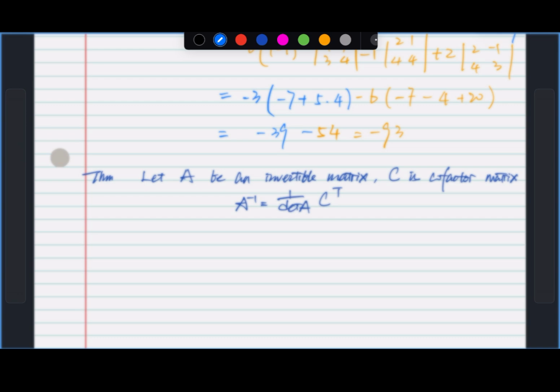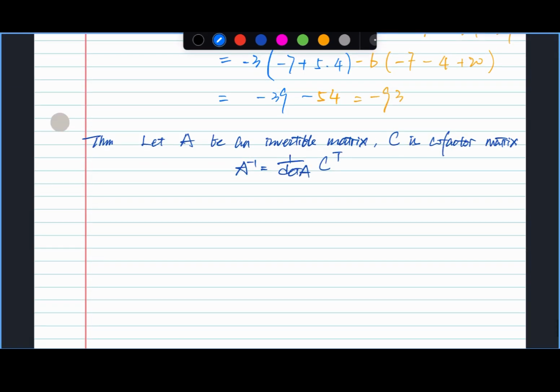Okay, so let's do an example. For a 2 by 2 matrix, if A is 1, 3, 2, 8, we can calculate the determinant of A equals 2, because that's 8 minus 6. Since the determinant is not 0, we know that A is invertible.